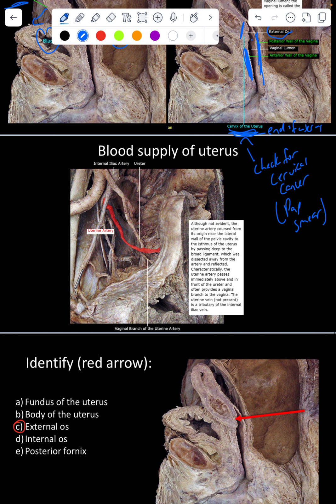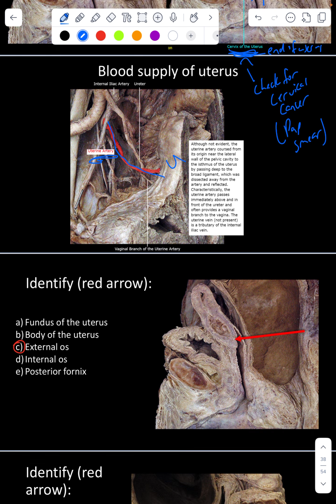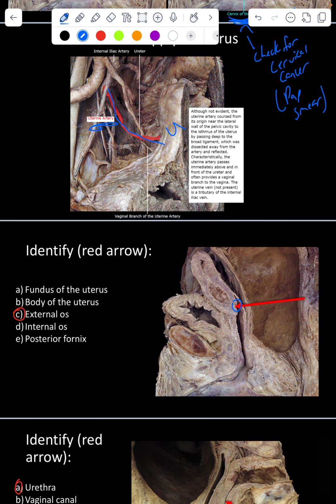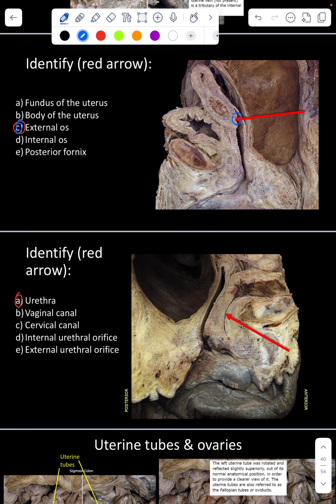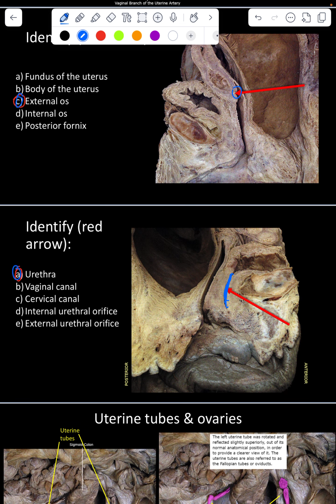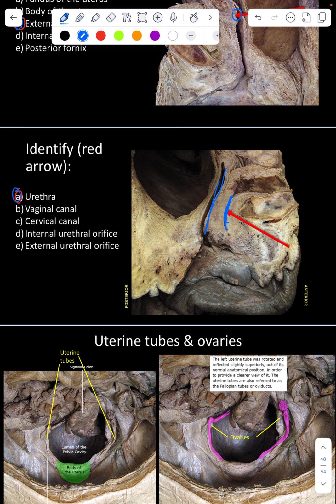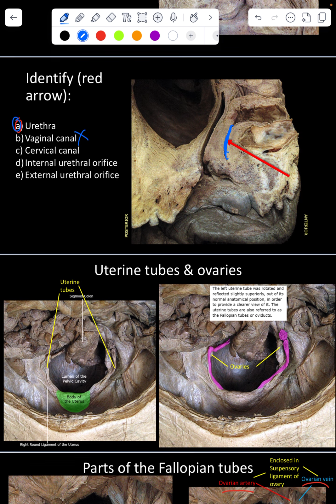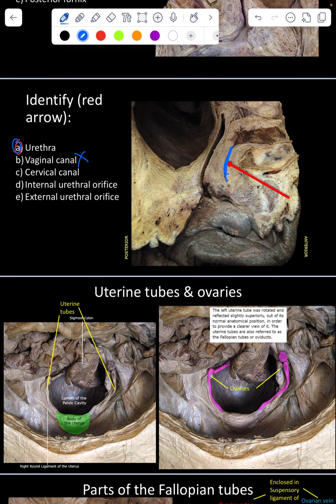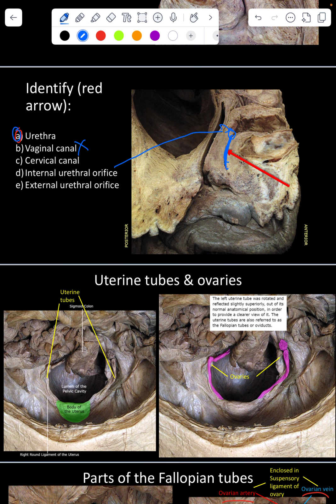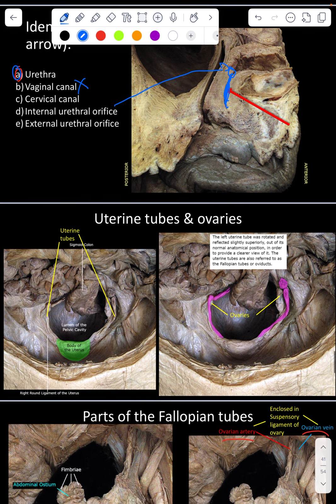Okay, the blood supply of the uterus would be the uterine artery, off the anterior branch going to the uterus. So this little opening at the end is the external os. This thing right here, going from the bladder down, is the urethra. This would have been the vaginal canal, so not that one. If they just asked for this opening right here, it would have been the internal urethral orifice. But they didn't. They asked for this whole thing here.